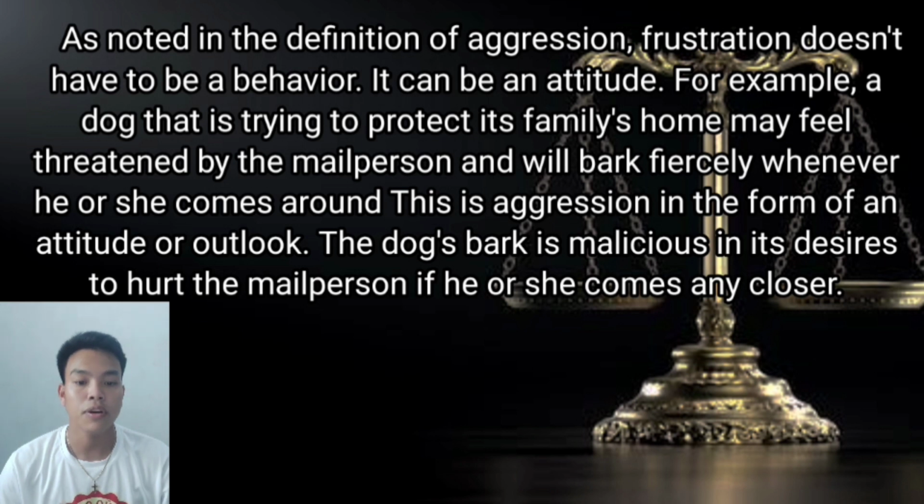For example, a dog trying to protect its family home may feel threatened by a strange person and will bark whenever he or she comes around. This is aggression in the form of an attitude or outlook. The dog's barking is malicious. It is meant to hurt the person if he or she comes any closer.